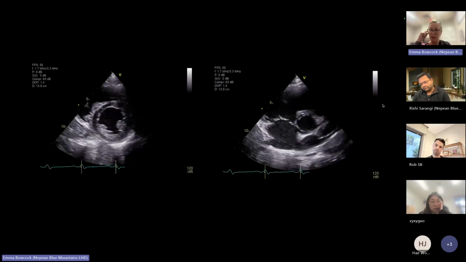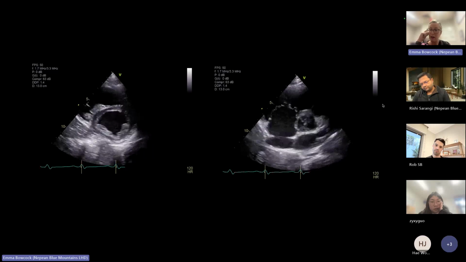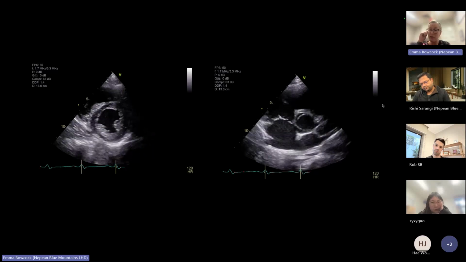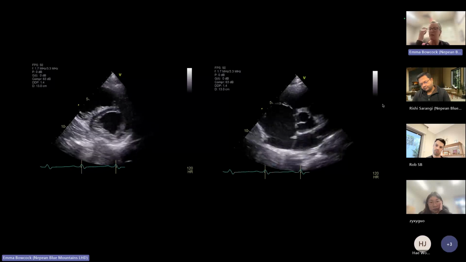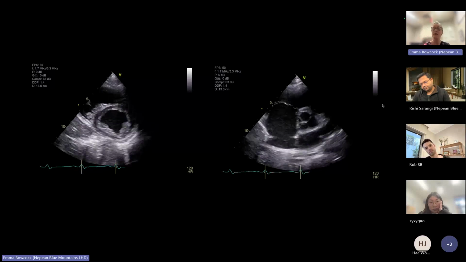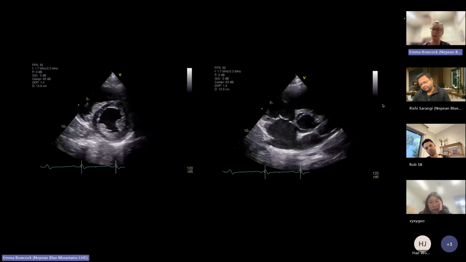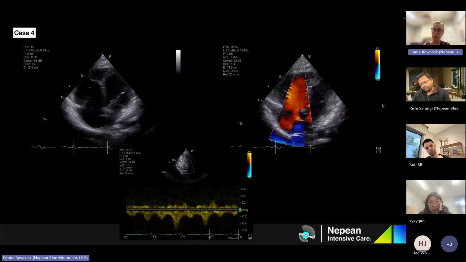Absolutely, RV pressure and volume overload. The RA does look a little bit big in that view. It's obviously hard to quantify that in this kind of view, but I agree with you, it does look on the larger side. Structurally, the tricuspid valve looks unremarkable. The rest of it does too.